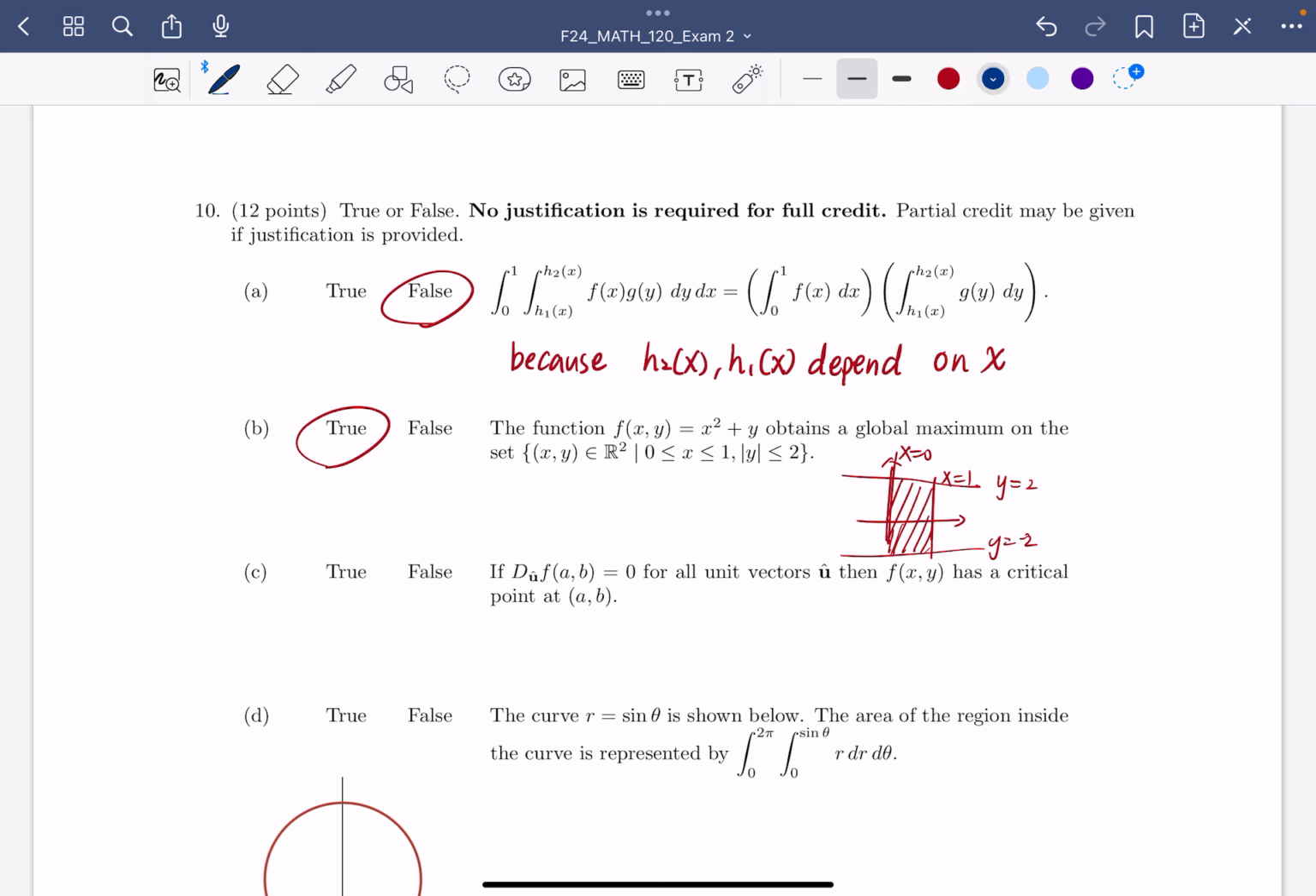Now part C. If all the directional derivatives for f are 0, then f has a critical point at (a, b). A critical point at (a, b) means the gradient vector is 0, right? So we have to check this.